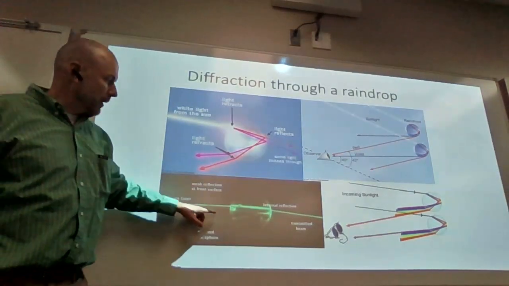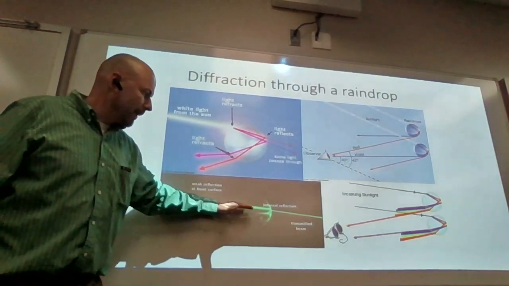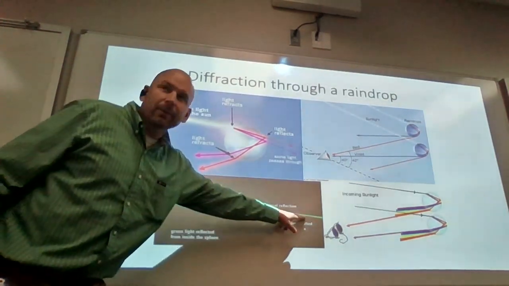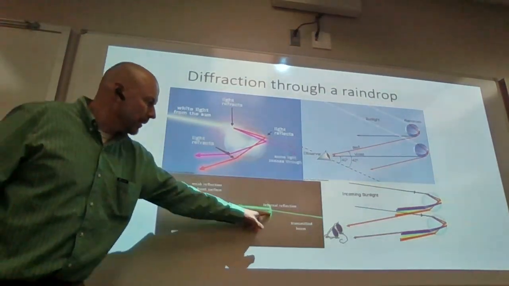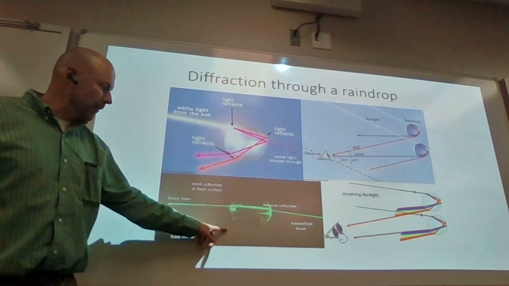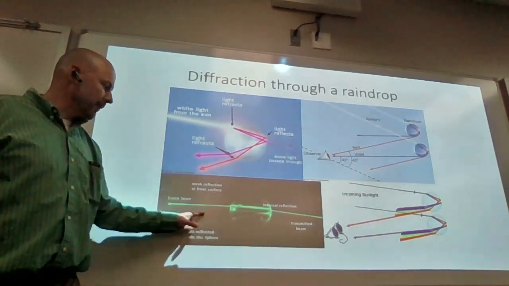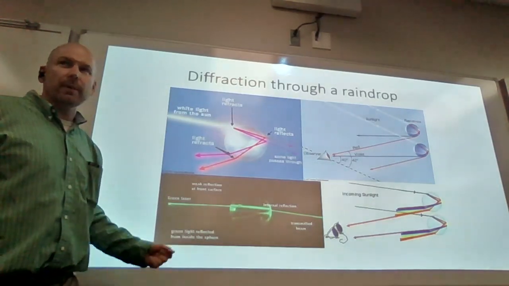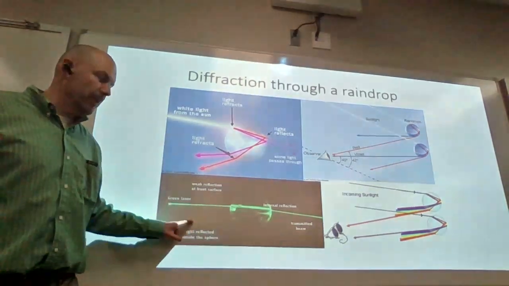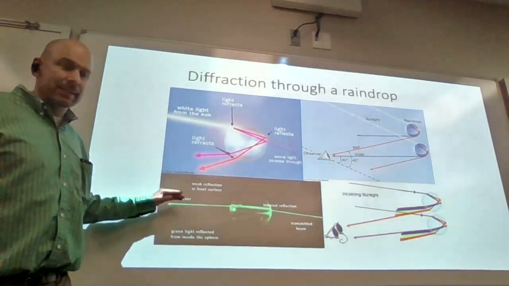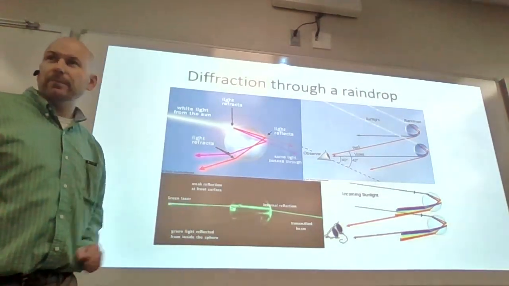This is a picture of a green laser going through a raindrop, and most of the light gets out. Some of the light is reflected back. This is the percentage of light, the intensity of light that forms a rainbow. Not much. This is why we don't see a rainbow often, because it has to have a lot of light in order for us to perceive a rainbow.